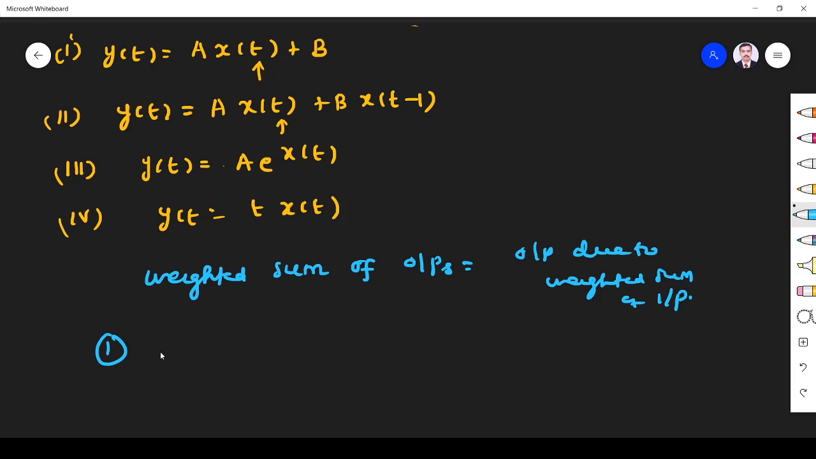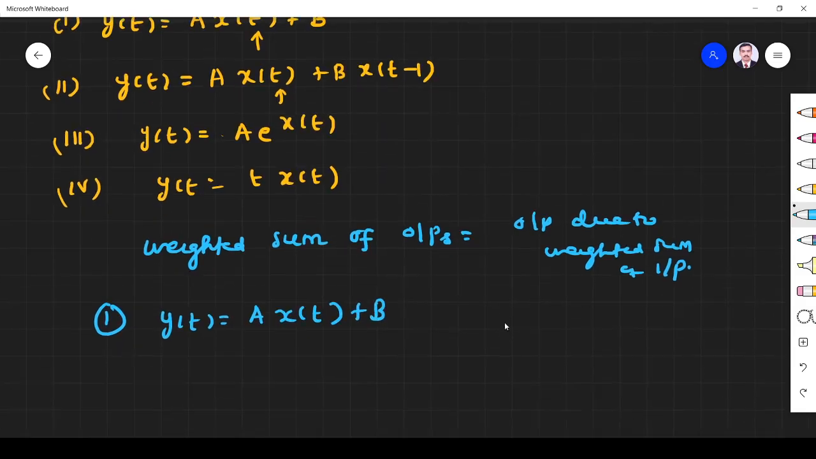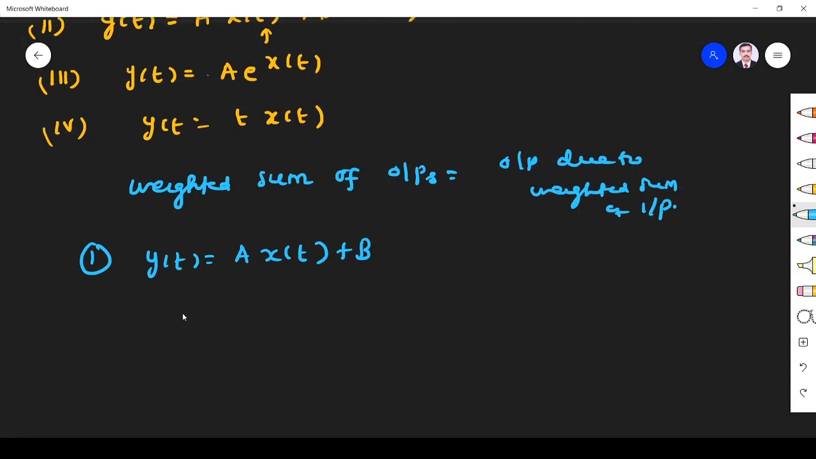Let us take problem number 1. y of t is equal to a into x of t plus b. First, what do we have to find? The weighted sum of outputs. So first I apply input x1 of t. For input x1 of t, what is our output? I get y1 of t. So instead of x of t, I apply input x1 of t, so y1 of t is a into x1 of t plus b.